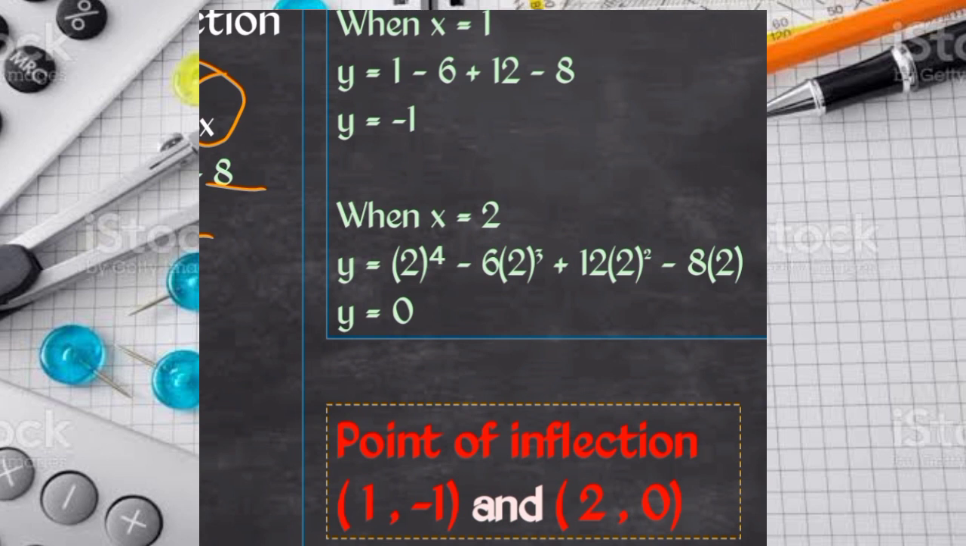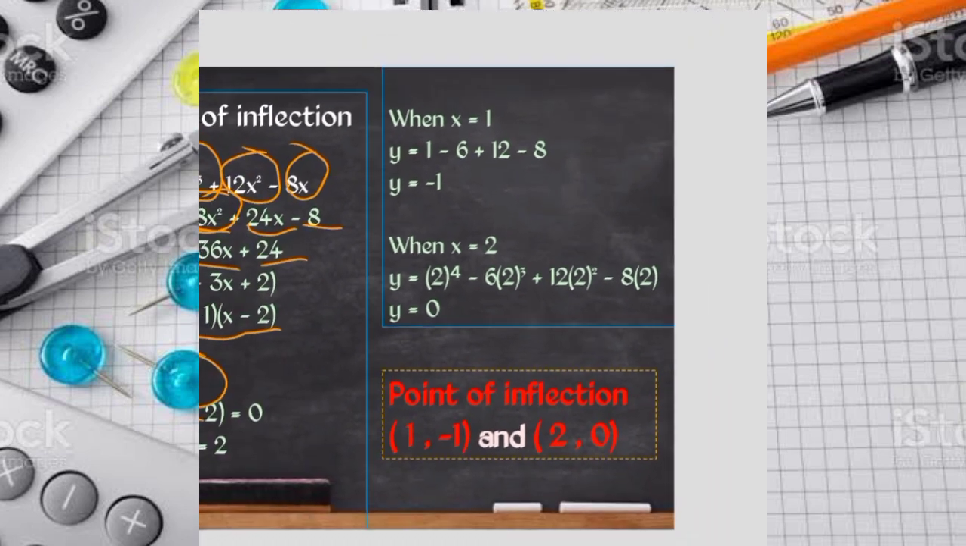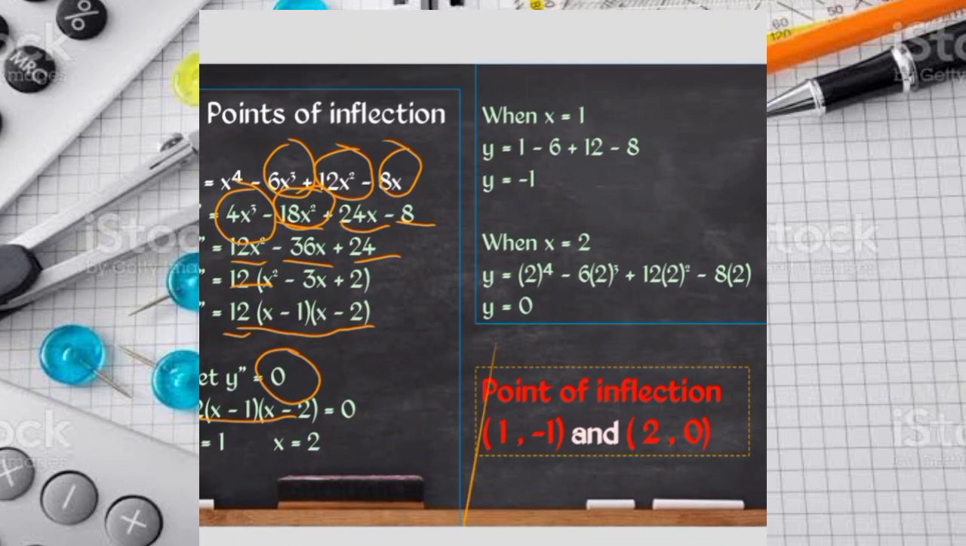When x is equal to 1, y equals 1 minus 6 plus 12 minus 8. Calculating, 1 minus 6 plus 12 minus 8, y equals negative 1.